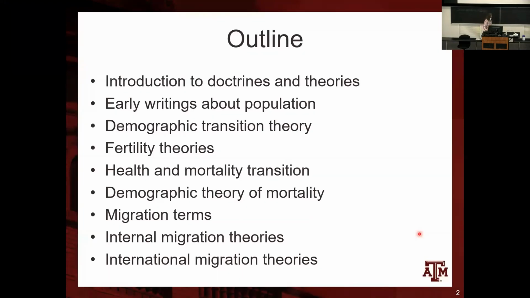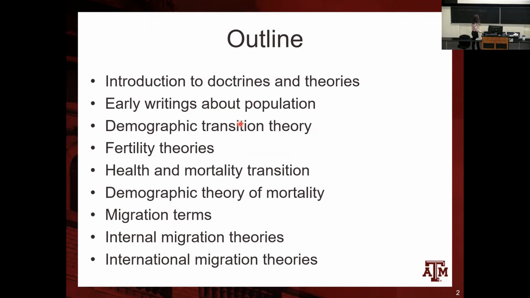So the outline of this chapter: I'll give you some introduction to what is theory, what is hypothesis, just emphasizing that again to you guys. Then we'll discuss some early writings about population. These early writings helped us understand declines in mortality, declines in fertility, and how population increased over time.